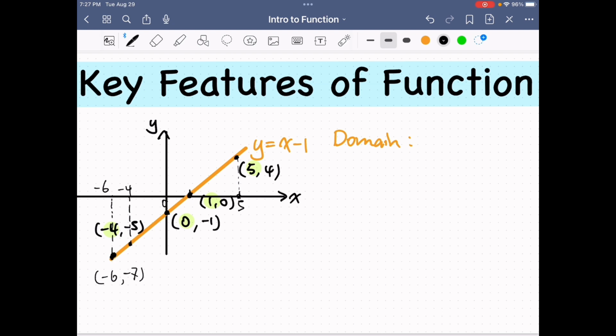Then how do I write this out? Because I don't want to write in regular English. I want to represent it in terms of mathematical language. So there are 2 different ways. One is set notation.